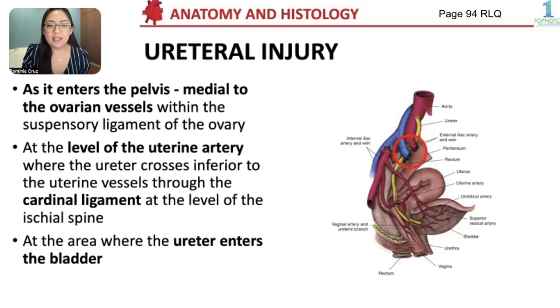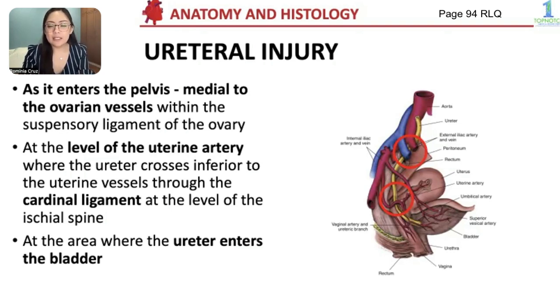Next would be at the level of your uterine artery, where the ureter crosses inferior to the uterine vessels through the cardinal ligament at the level of the ischial spine. So remember, sabi rin natin kanina, it crosses anteriorly to the ureters at around 1.5 to 2 centimeters lateral to the cervix. And this area is near the cardinal ligaments. Kaya prone siya to injury because we have to ligate the cardinal ligaments. And very important to note that this is the most common area for your ureteral injury.